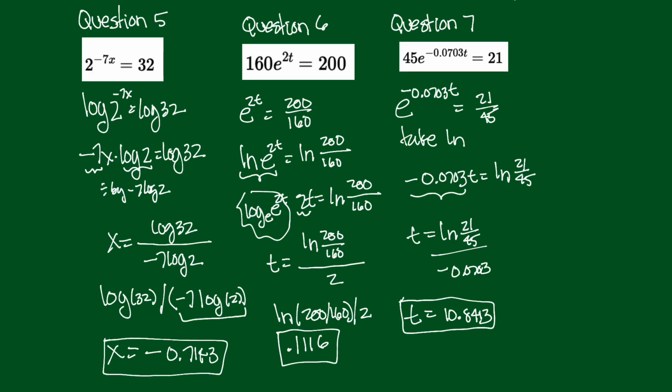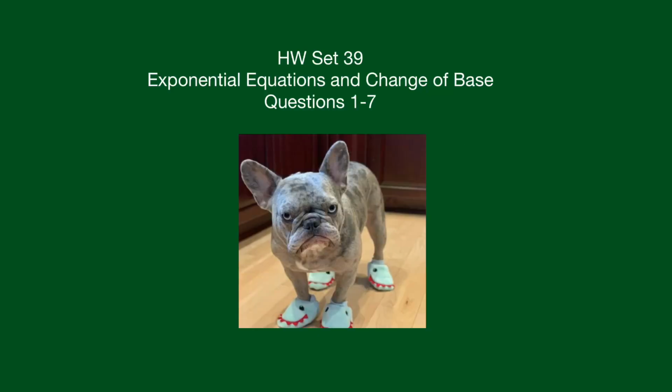Now, way back up here, I just did this because I know what's going to happen. When I take the natural log of an e, it's going to look like this. I'll do it here in this weird green. I'm going to get ln of e to the negative 0.0703t equals ln 21 over 45. And remember, this is log base e of e to the negative 0.0703t. So those bases match. So now I just get the exponent. I just went directly to that step right there because I know what's going to happen. And that completes our first group of questions on homework set 39.